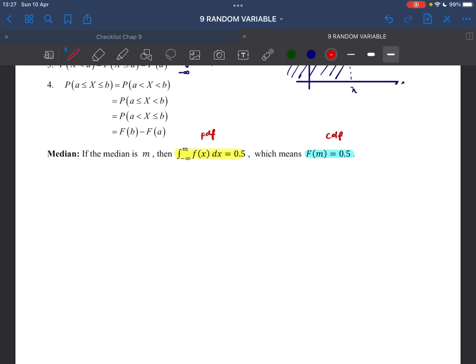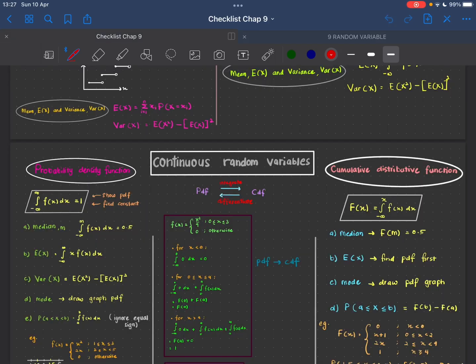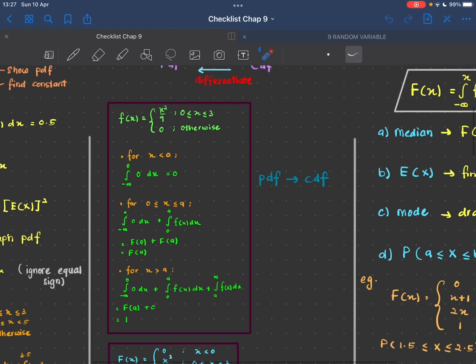Okay, so let's do a little bit of notes here. If you want to change from the graph of the PDF to the CDF, as you can see from here, we know that from the probability density function to the cumulative distribution function, we have to integrate. So how? I have the example here. We have the PDF function, where we start from x less than 0, x between 0 and a, which here is 0 to 3, and then x greater than a.